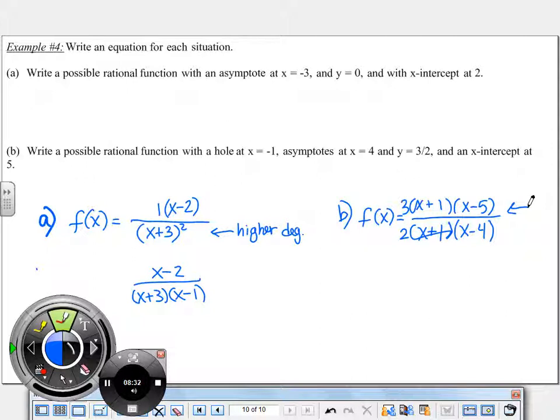Kristen? So the x minus 5 came from the x-intercept at 5. Sorry, the little 5 is way over here. So we just made sure we had something in the numerator to set equal to 0 and get 5. Okay, any questions about writing any of these equations? Yeah, Jenny?